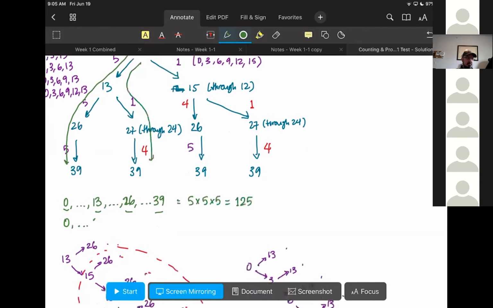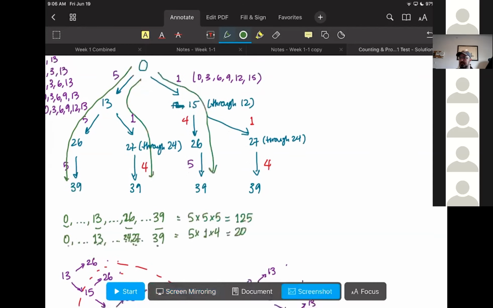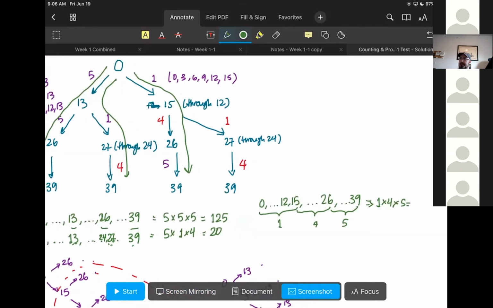Over here, this branch is saying the case where we have 0, then we don't go to 13, so we go 12, 15, and then we go to 26, and then we go to 39. And so there's 1 way to get here, 4 ways to get here, and then 5 ways to get here. So this is 1 times 4 times 5, which is 20.